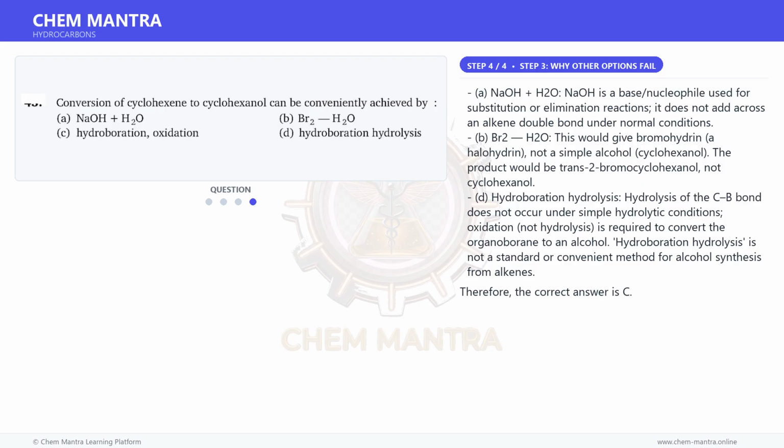Hydrolysis of the C-B bond does not occur under simple hydrolytic conditions. Oxidation, not hydrolysis, is required to convert the organoborane to an alcohol. Hydroboration hydrolysis is not a standard or convenient method for alcohol synthesis from alkenes.